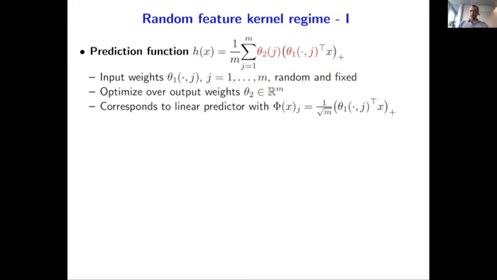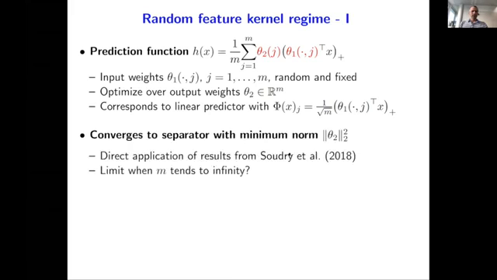So let's first look at the kernel regime. Here, we optimize over only the output weights, and the input weights are random and fixed. Because we only optimize over theta2, it's a linear model with a big feature vector, with theta1 being random and fixed. So for minimum L2 norm in linear models, we know what this is doing. This is converging to the minimum Euclidean norm solution for theta2.